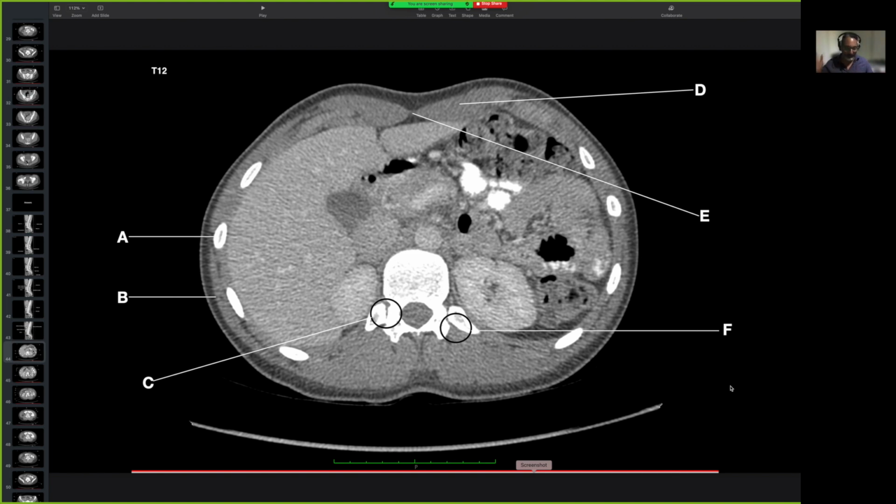Level of T12, and there are numerous structures, so it's not just one type of structure. A is a rib, and I would say shaft of a rib. But rib is fine. Yeah, that's Latissimus Dorsi. Correct. Right side.